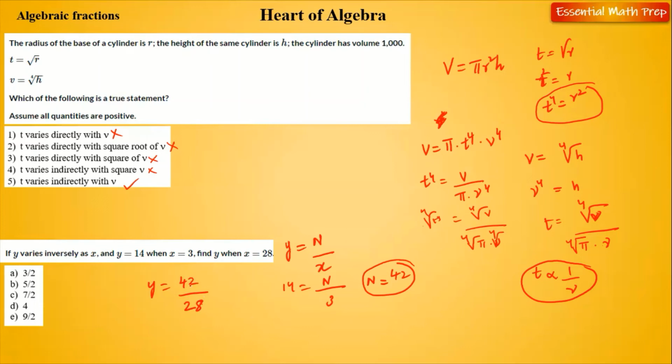So we can do this as what? 2 times 21. This is 2 times 14. This is 7 times 3. This is 7 times 2. So y equals 3.5 is the answer.